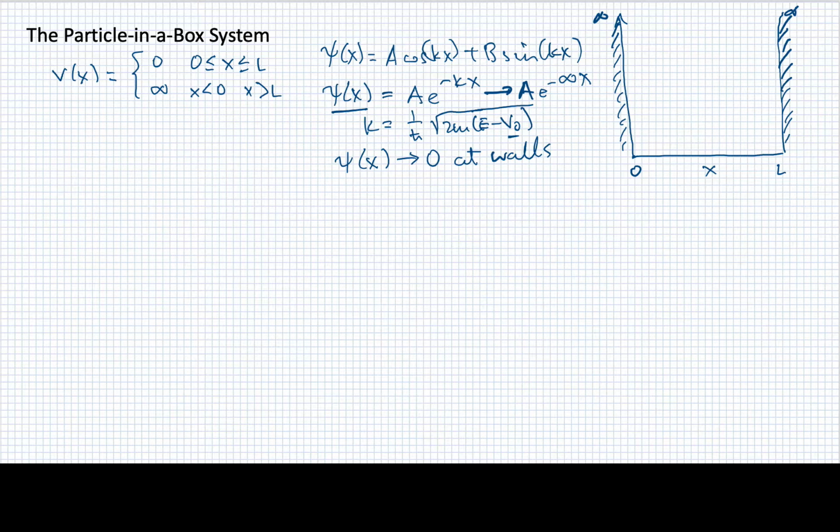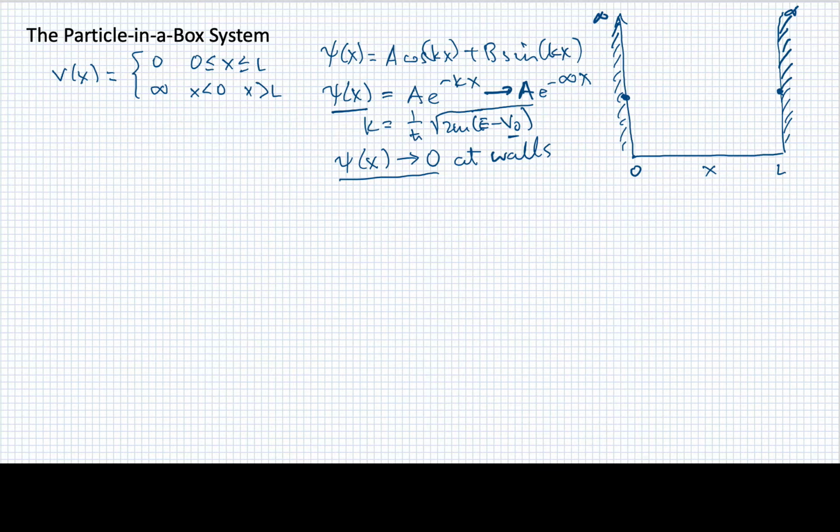Now, what does this mean in a real physical sense? Well, it means that at these walls, the wave function is fixed. So you may recall the vibrating string where we had it fixed to two walls. It's very much the same sort of thing. We're going to have boundary conditions at the walls that require the wave function to be 0 there because the potential becomes infinite. So what does that really mean for our wave function?